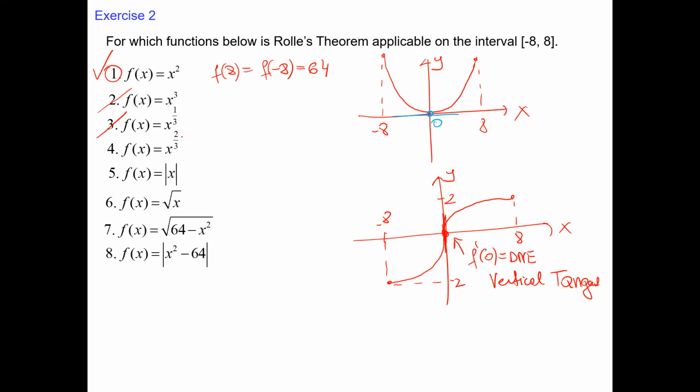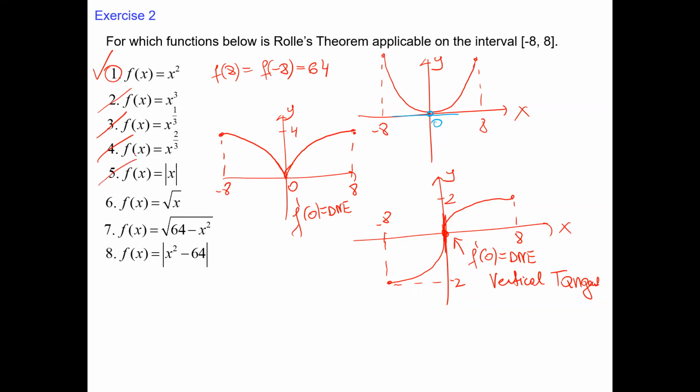X to the power of 2/3 is a little bit different function, whose value at 8 and negative 8 will be the same because we're squaring the number. Cube root of x squared: cube root of 8 is 2, 2 squared is 4. Cube root of negative 8 is negative 2, squared will be 4. So in value we have no problem, but we do have a sharp corner. Derivative at 0 is undefined, so the function is not differentiable. We can't take it.